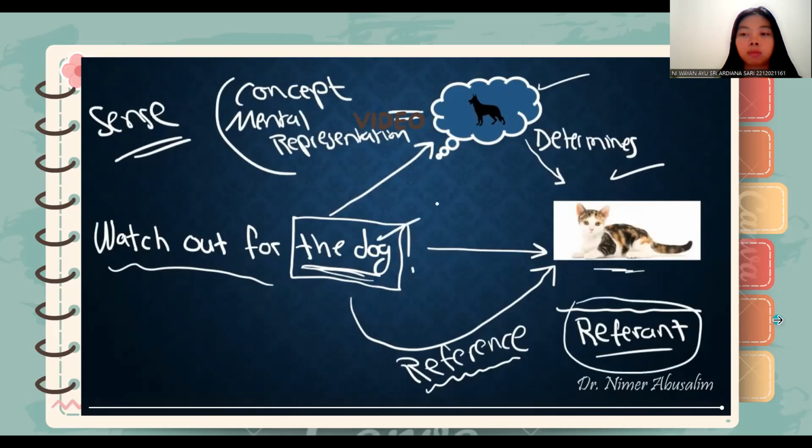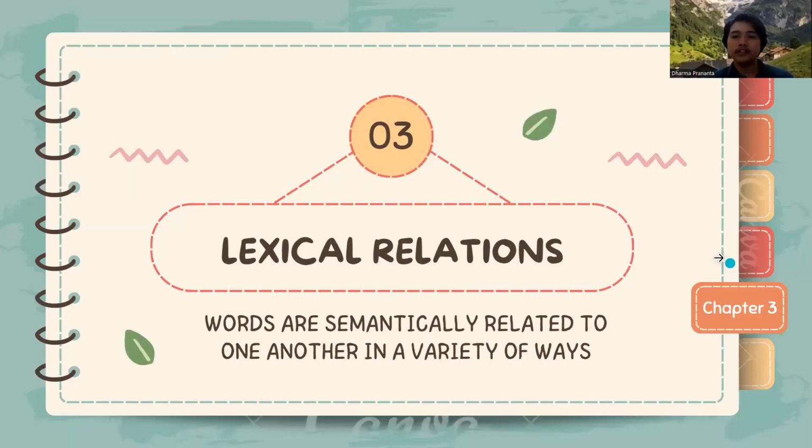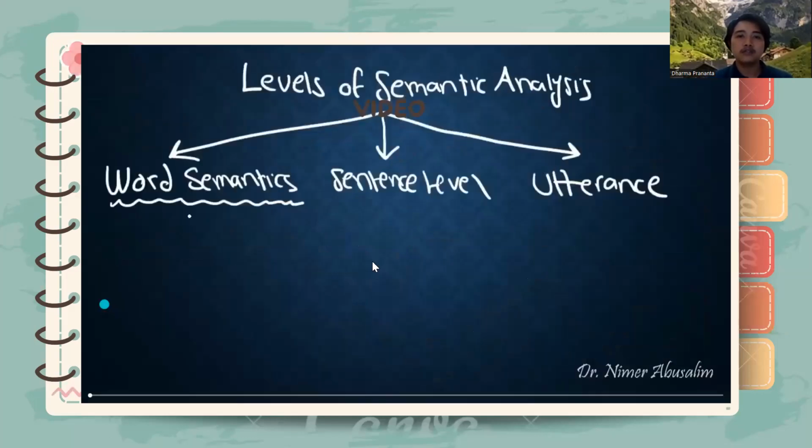So for the conclusion, a reference is the relationship between a noun or pronoun and the object named by someone. Reference is the beginning and becomes a reference for the formation of sentence, and sense is a picture in your mind of a reference. And the next material will be explained by my friend.